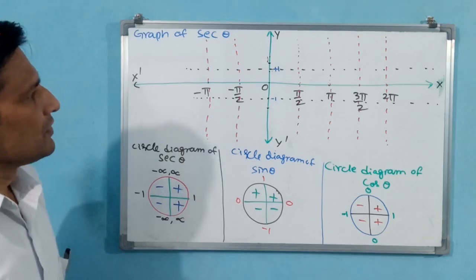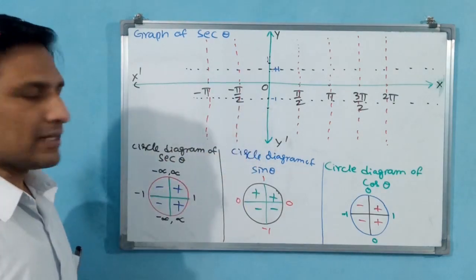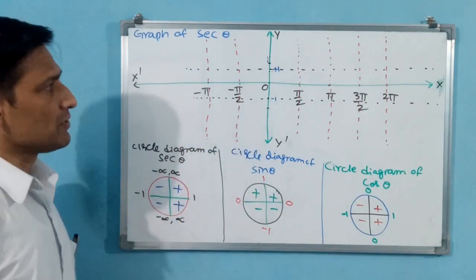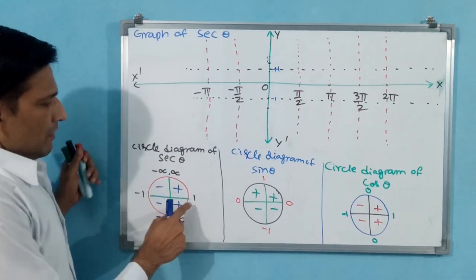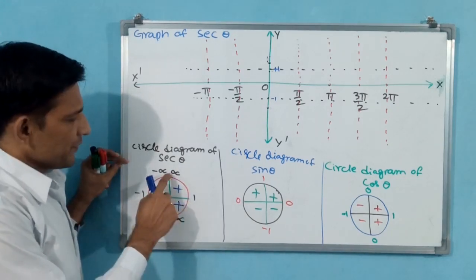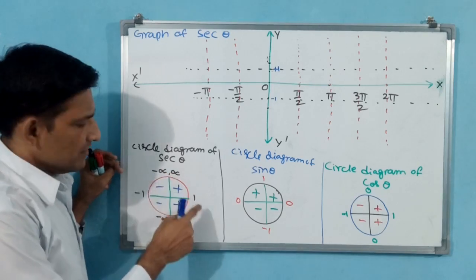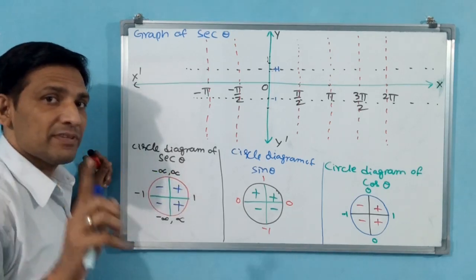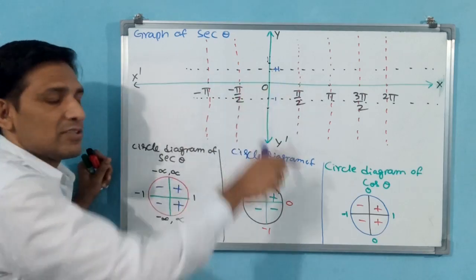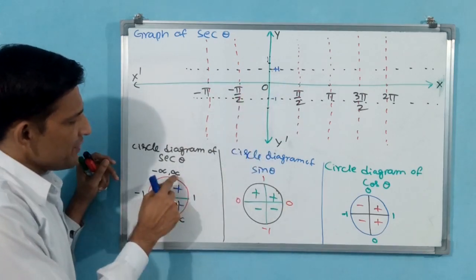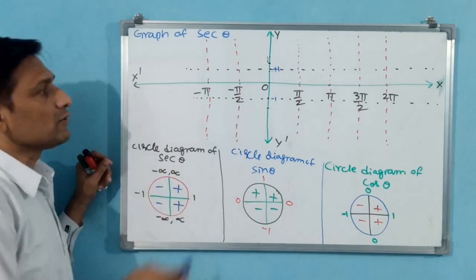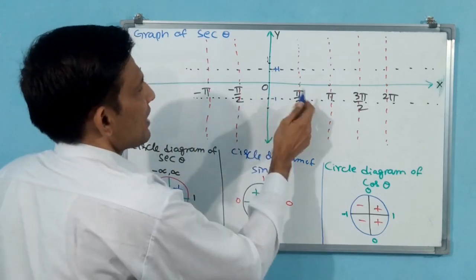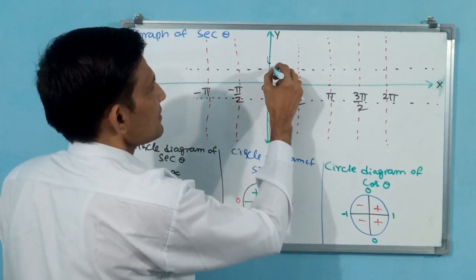Now see, the original graph we have not yet drawn. Original graph I am drawing now. Observe carefully. 0 degree to 90 degree, 0 to pi by 2, 1 to infinity. Here it is not 0 to infinity. That is why we have taken that horizontal dotted line. 1 to infinity from 0 to pi by 2. This is 1.